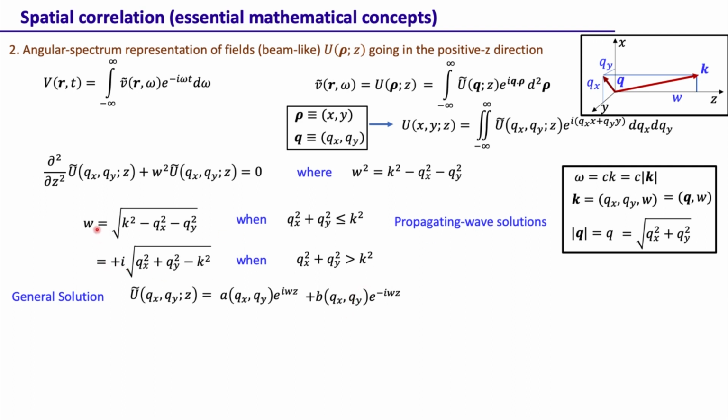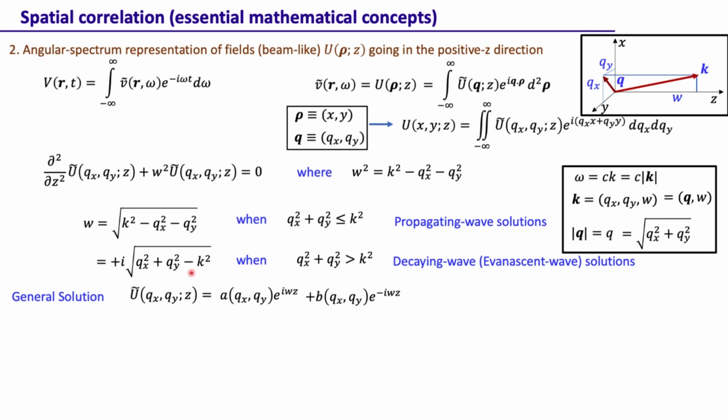On the other hand, when w is complex and the general solution is like this, if you put a complex quantity for w, then it will become e to the minus w z. So that represents a decaying wave or evanescent wave solution. These are the solutions that actually decay very fast. This is also a solution, and these decaying evanescent wave solutions actually have a lot of applications in nano optics and near field optics.